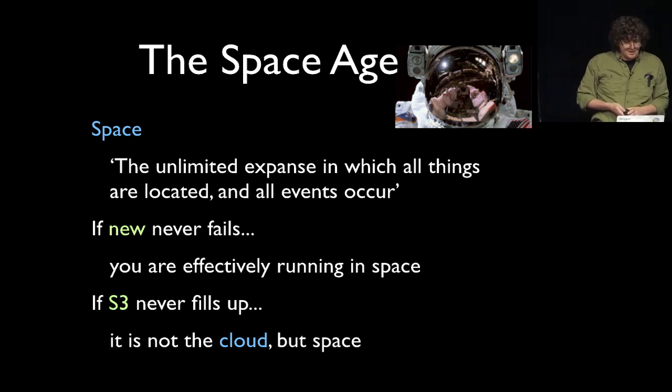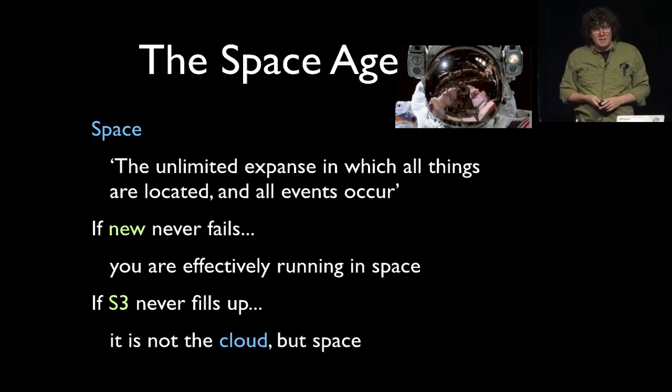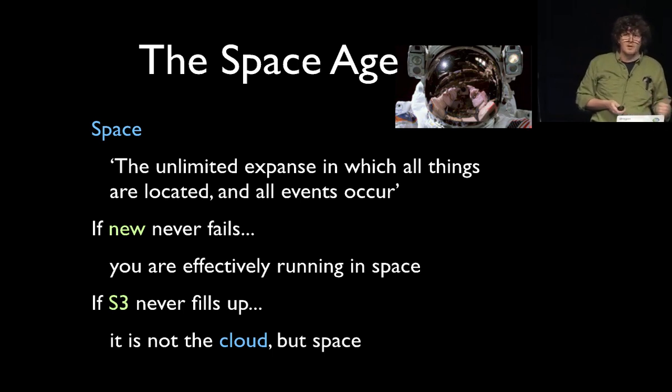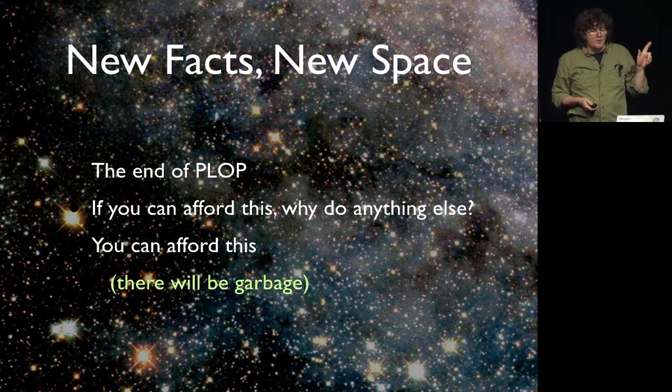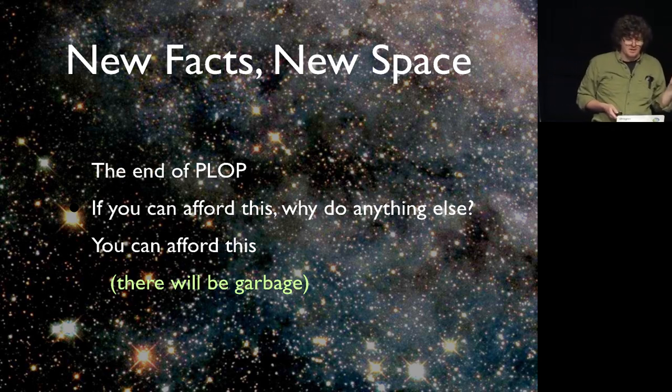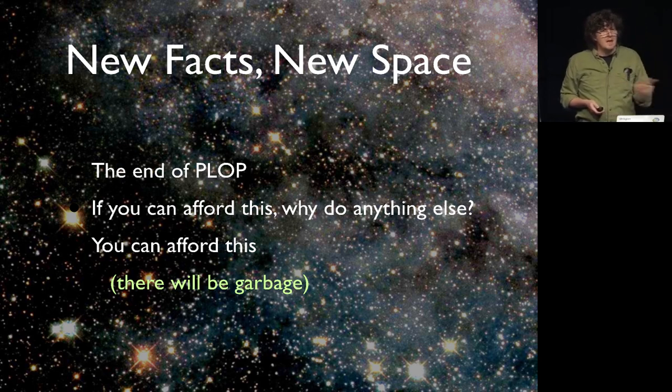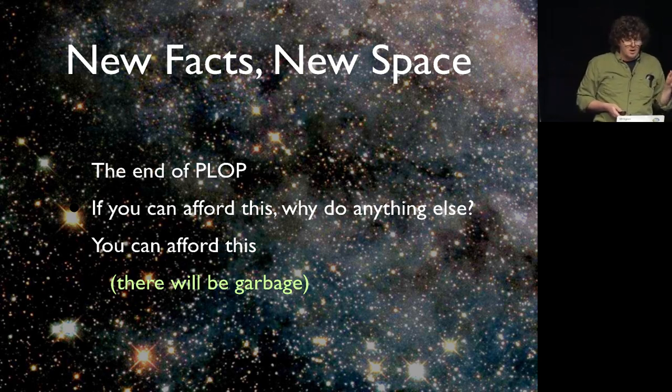What does this mean? It means that we can take a different approach to the way we do things. We're going to say we are building information systems. Those systems should be maintaining facts. And new facts require new space. And we have space, right? This should call for an end to place-oriented programming. If you can afford to do this, why would you do anything else?